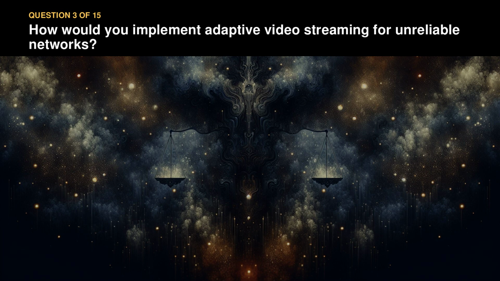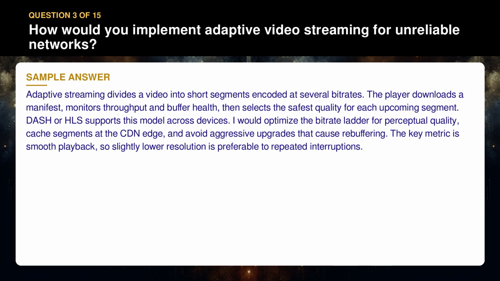Question 3. How would you implement adaptive video streaming for unreliable networks? Adaptive streaming divides a video into short segments encoded at several bitrates. The player downloads a manifest, monitors throughput and buffer health, then selects the safest quality for each upcoming segment. DASH or HLS supports this model across devices.